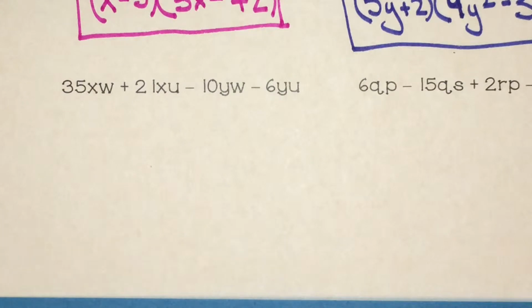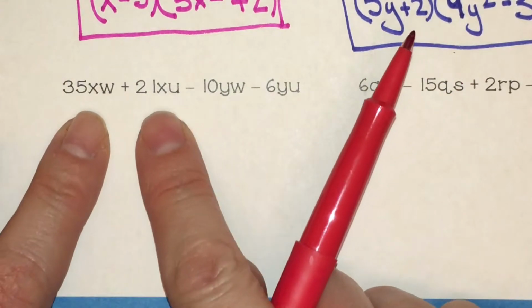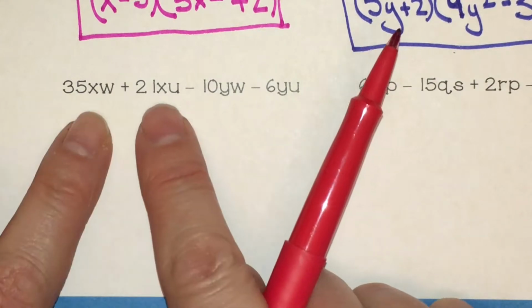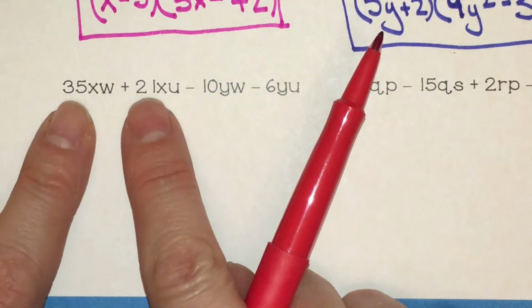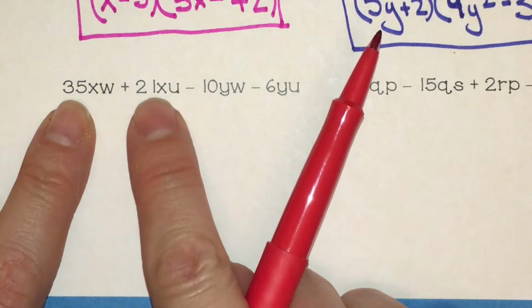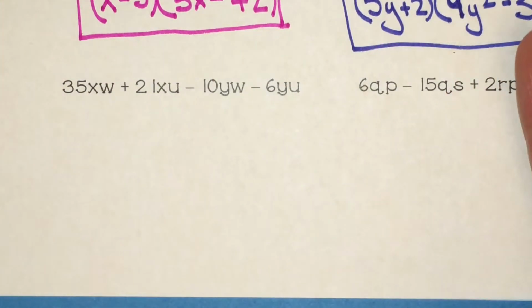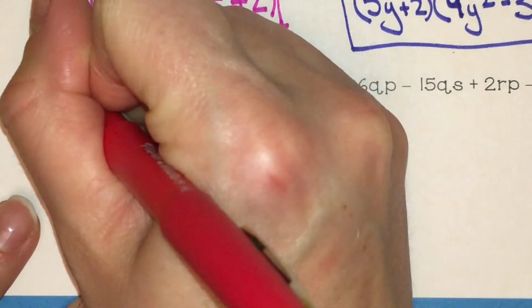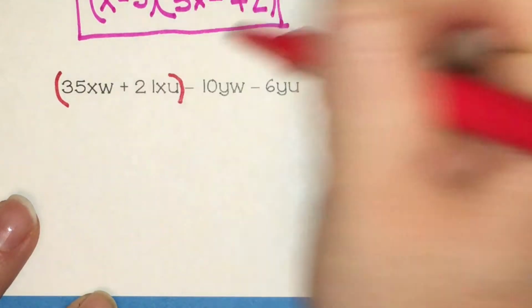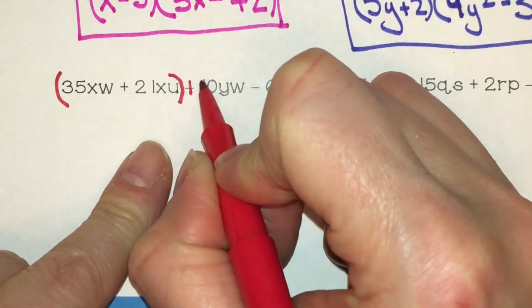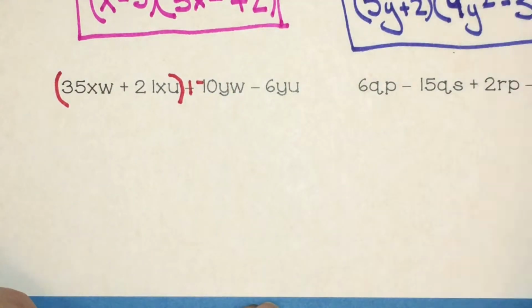So if I look at these first two terms, well, they have things in common where I could factor out a 7, because 35 and 21 are both divisible by 7, and they both have an x. So they do have things in common that I could factor out. So I'm going to group them together. Again, I want addition in between, so I'm going to change subtraction to addition, change the sign of the next.